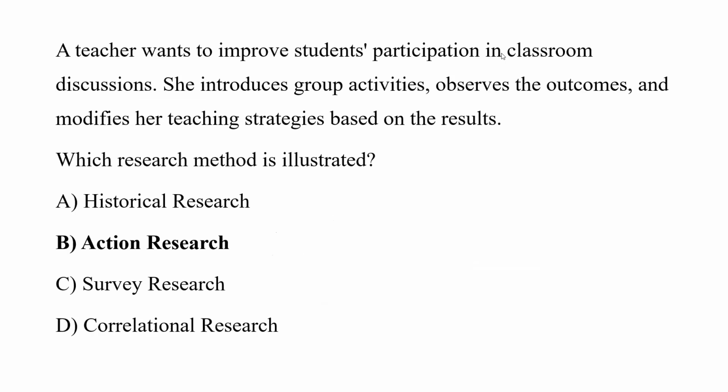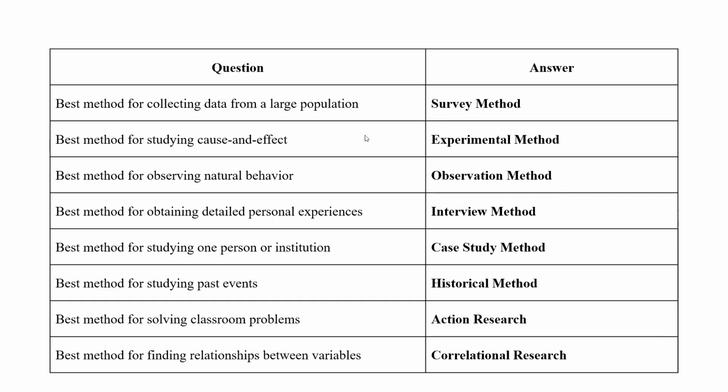Okay, so here you can see a teacher who wants to improve students' participation in classroom discussions. So the teacher introduces group activities, observes the outcomes, and modifies the teaching strategies based on the results. Which research method is illustrated here? Action research. Because they want to improve the students' participation, it is an immediate activity. So that's action research. I told you already.